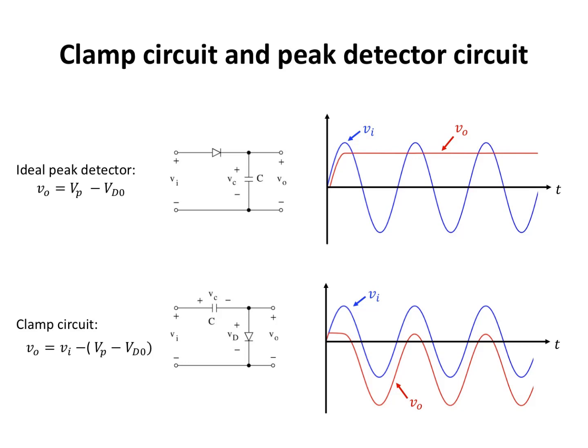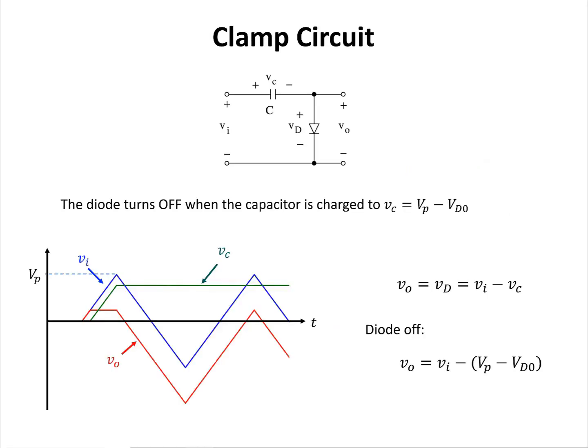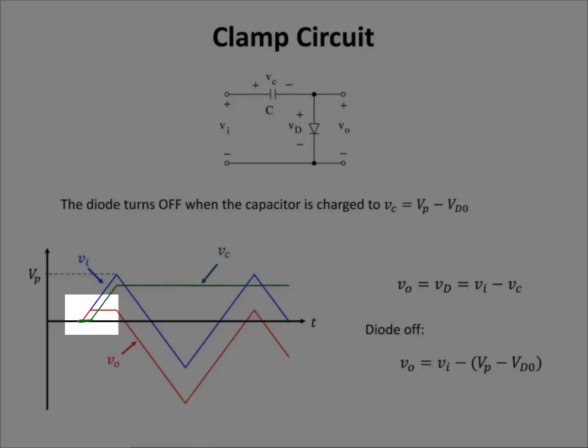We saw that in a peak detector circuit, the output is going to be equal to the peak value of the input signal. In a clamp circuit, the output is going to be equal to the input signal, but with some DC shift. So in this clamp circuit, we are going to assume that the voltage across the capacitor initially is equal to 0. This green graph shows the voltage across the capacitor, VC.